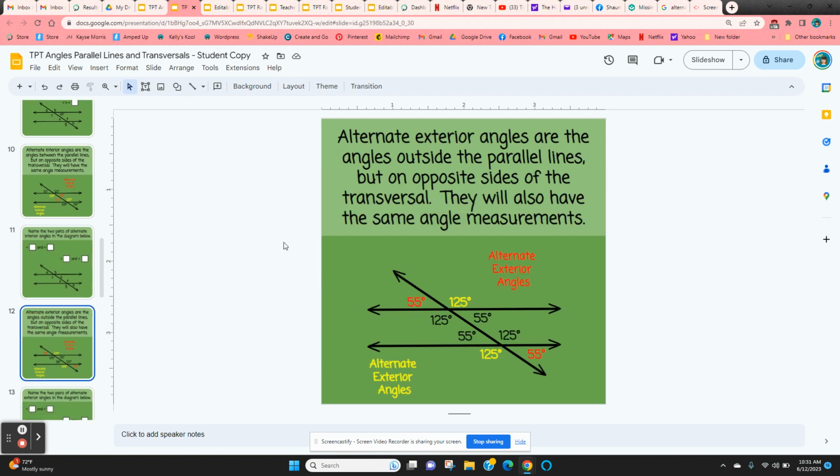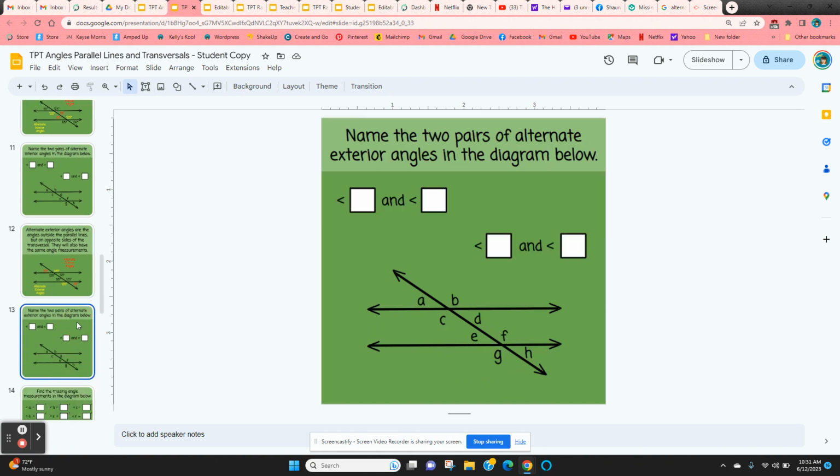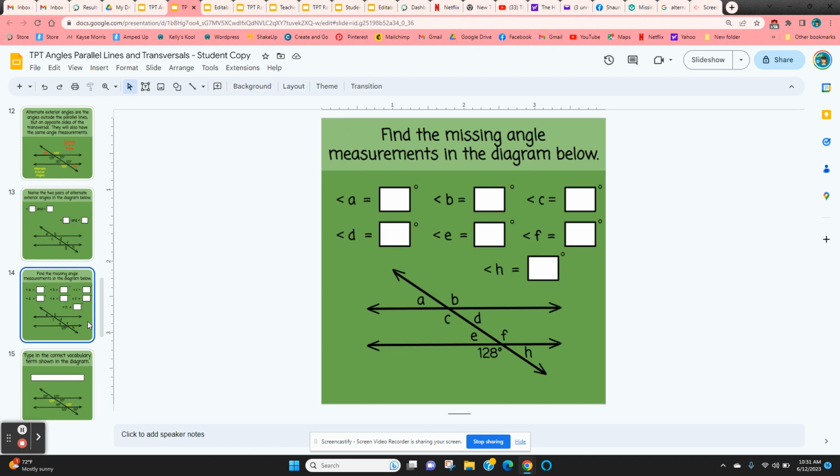And then we have alternate exterior angles. So these angles are going to be on the outside of the parallel lines, but on different sides of the transversal, and they will also be equivalent. Then students are going to name 2 pairs of alternate exterior angles from the diagram.